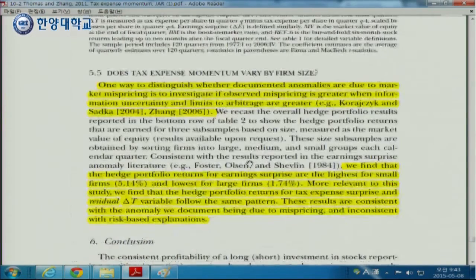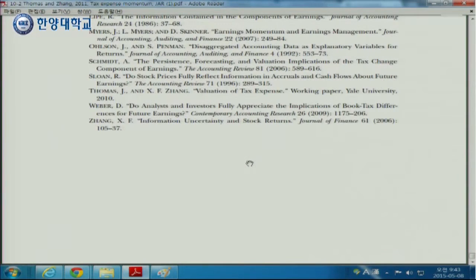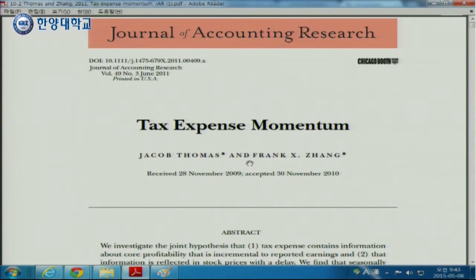Yes, the conclusion is short, so you can read it. Okay, so this is the end of the paper. This tells the importance of tax accounting. So for business students, please study tax accounting as well, whenever you have the opportunity.